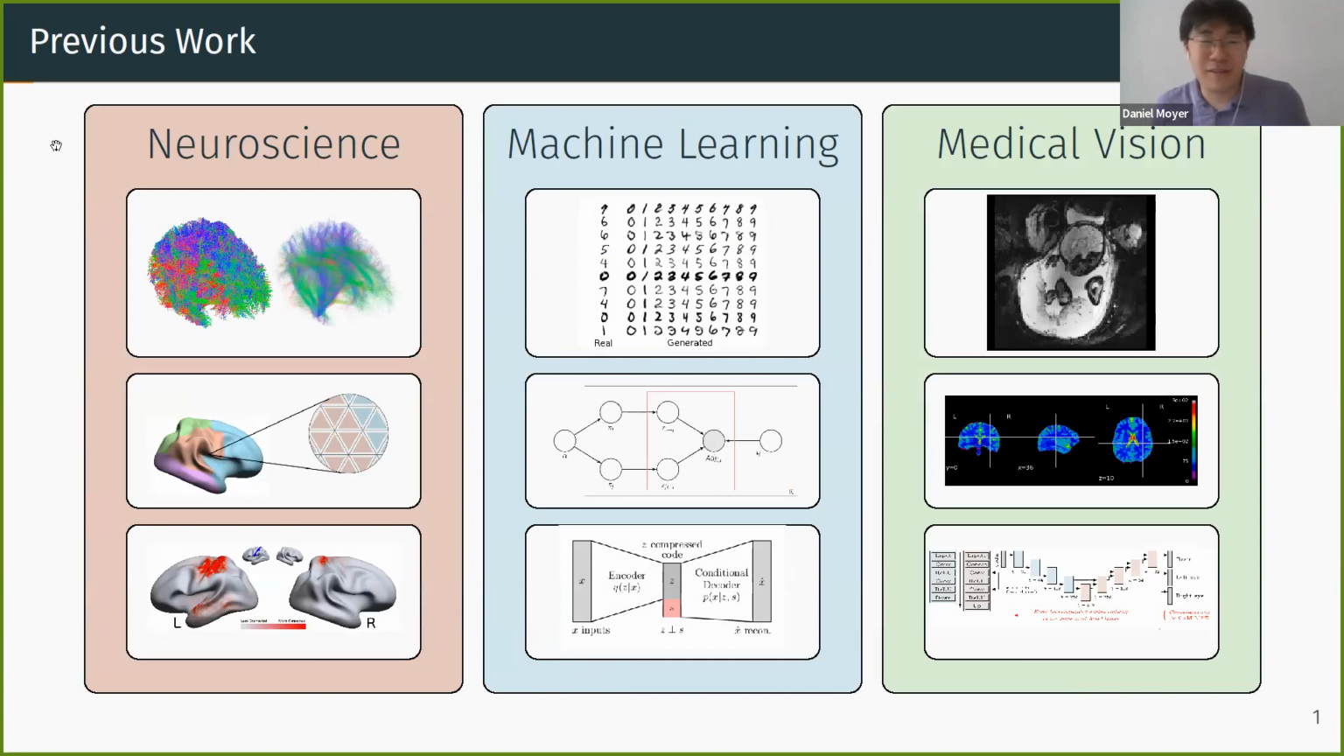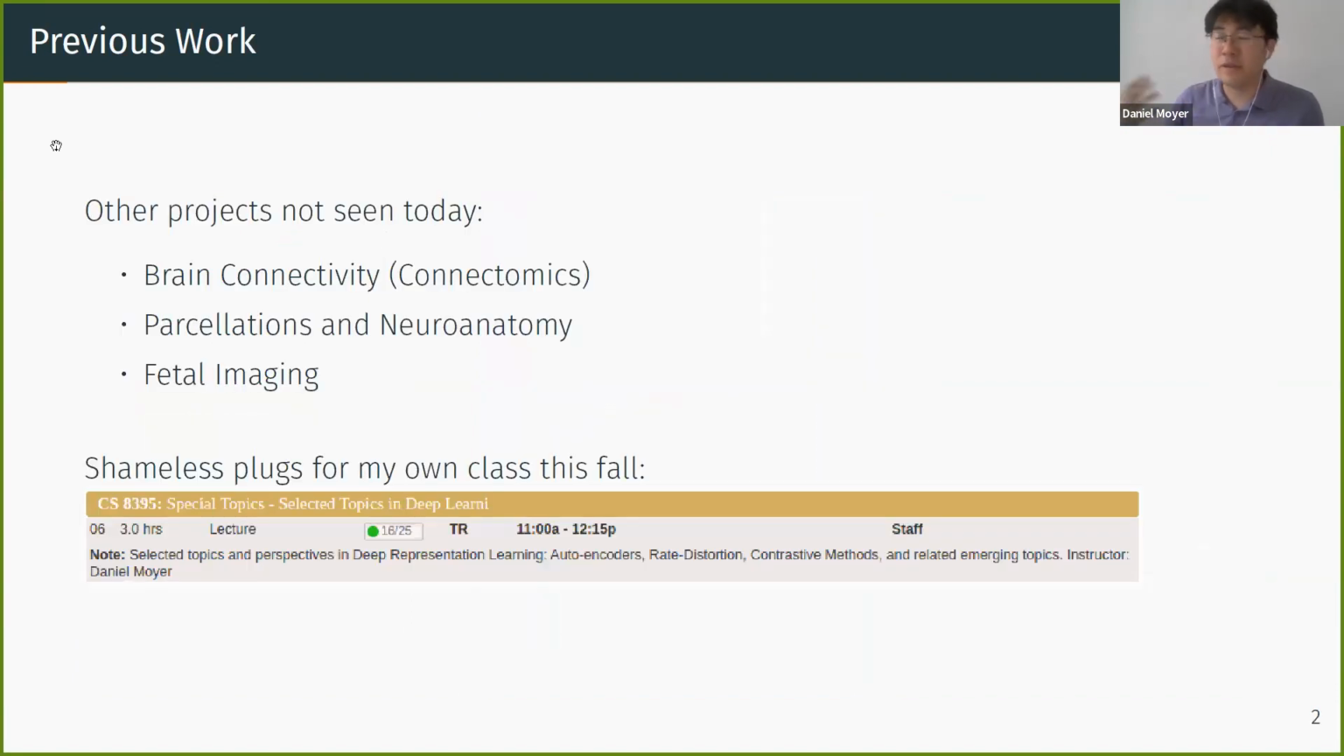So previously, a little bit about myself. I worked in neuroimaging, so neuroscience, and I've also done work in machine learning and medical vision. And we won't see all of these things today, but if you have interests in other topics that I've worked in, I'm still happy to talk about all of them. This is by no means the narrow focus of my life today. I still think about a lot of these other projects. So that's brain connectivity or connectomics, parcellations and neuroanatomy, and fetal imaging.